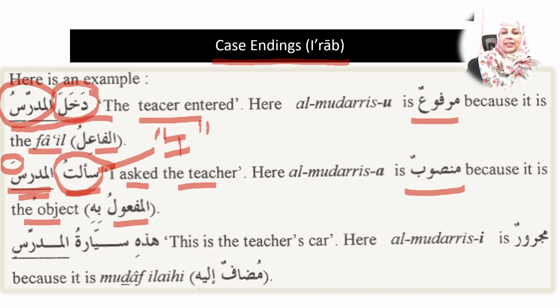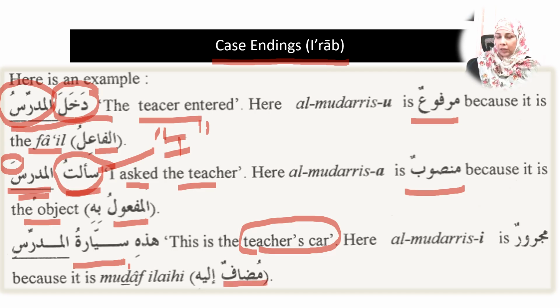And this last sentence says, هذه سيارة المدرس. This is the teacher's car. This is inshallah the topic of our next lesson, which is mudaf ilayhi. Mudaf ilayhi is a possessive type of construction which we will study in the next lesson inshallah. That will explain why al-mudarrisi is in the majroor case with a kasra ending.